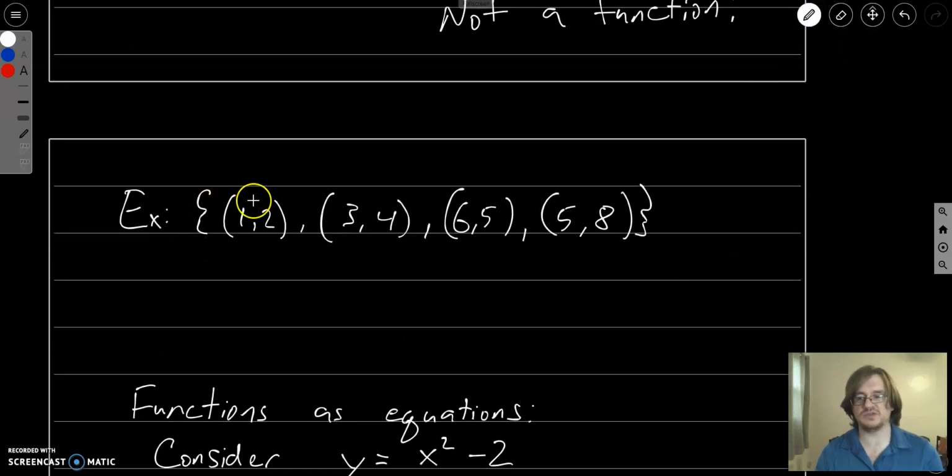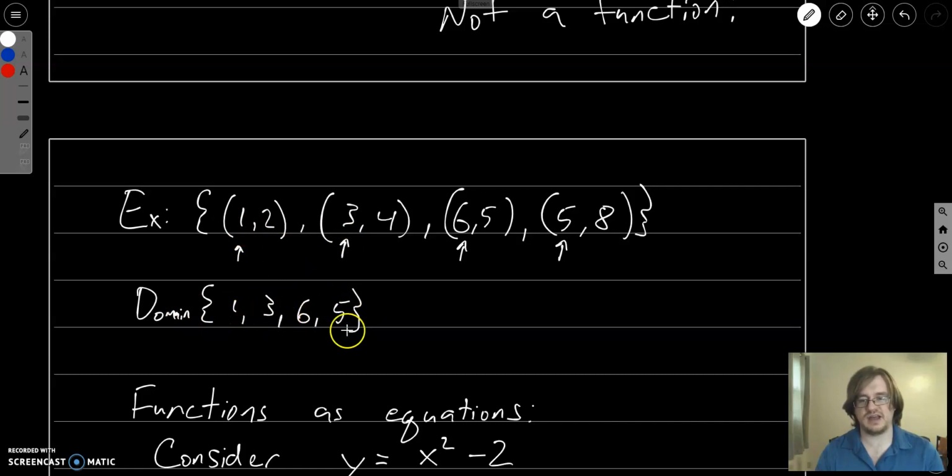Here, we've got 1 is related to 2, 3 is related to 4, 6 is related to 5, and 5 is related to 8. No element of the domain. So if we write down what the domain is, everything that's on the left-hand side, the domain is going to be 1, 3, 6, and 5. And what you'll notice is that 1 is only related to 2, 3 is only related to 4, 6 is only related to 5, and 5 is only related to 8. So this is a function.